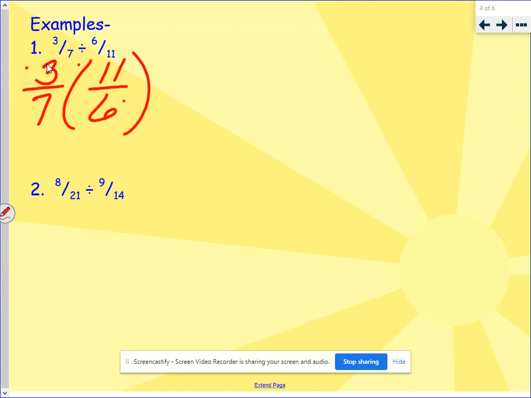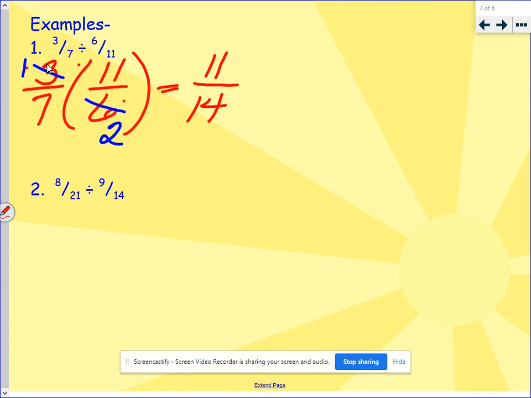And now we have a multiplication problem, which we did in our last lesson. We looked to see if we can cross cancel. We see that 3 goes into itself once, and 3 goes into 6 twice. And now we can then multiply and say 1 times 11 is 11, and 7 times 2 is 14, and we just divided fractions. Keep, change, flip.